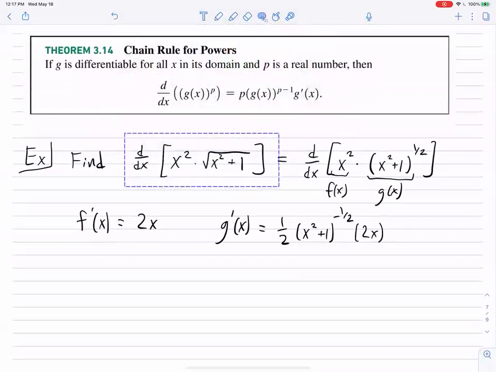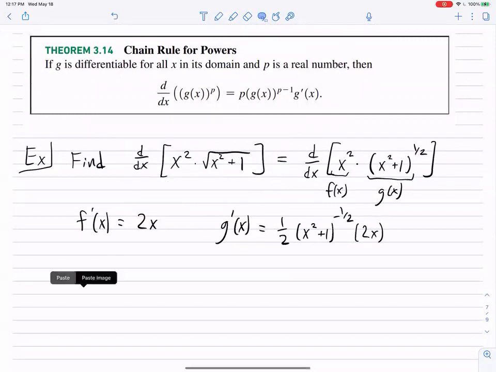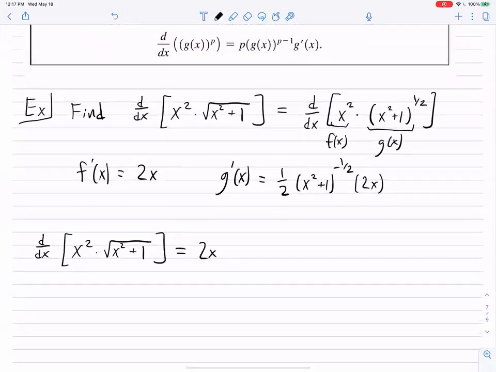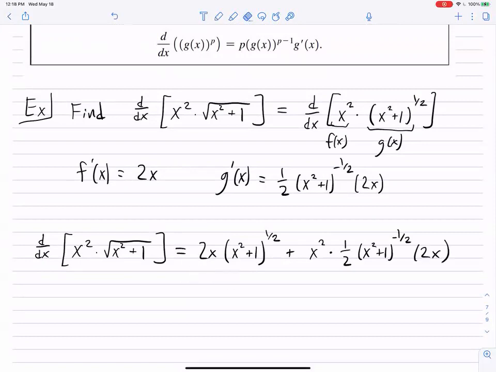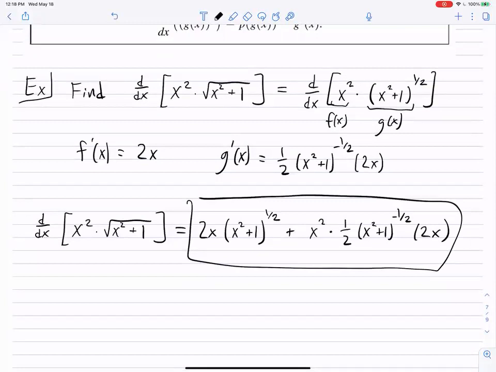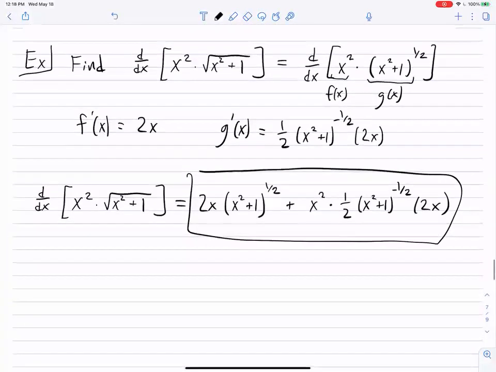So that is just equal to the derivative of the first guy, 2x, times the regular of the second, which is x squared plus 1 to the 1/2 power. And then plus the regular of the first guy, which is x squared, times the derivative of the second, which is 1/2 x squared plus 1 to the minus 1/2 times 2x. And then that is our final answer. If it asks you to simplify, you can obviously do algebra to simplify it, but for sake of time, we'll just leave it like that.